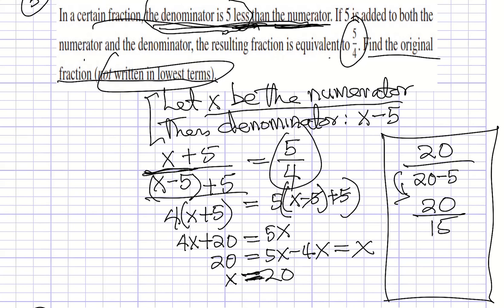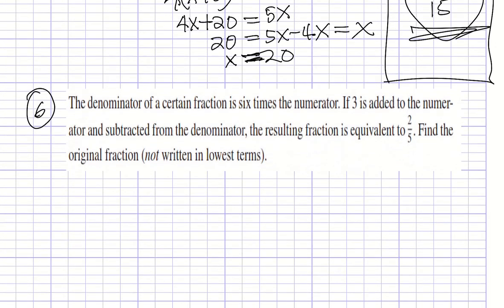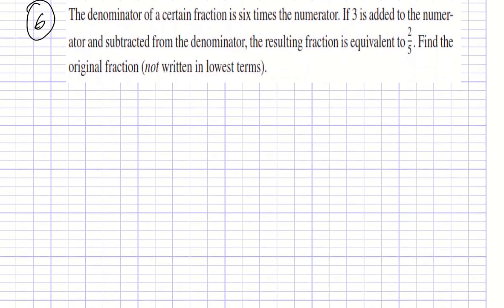If you reduce it, you would use a 3. Well, it can be reduced, but 3 cannot go into 20. So this is what they're looking for. That's the solution right there. There's nothing else we can do: 20 over 15.